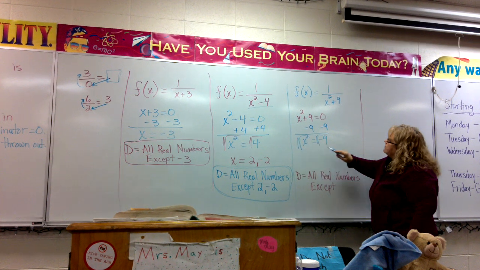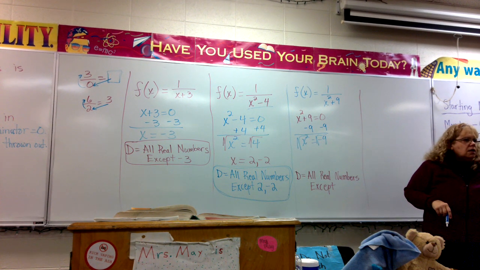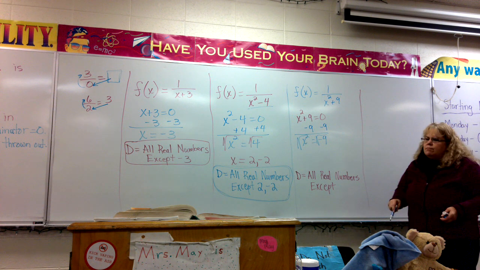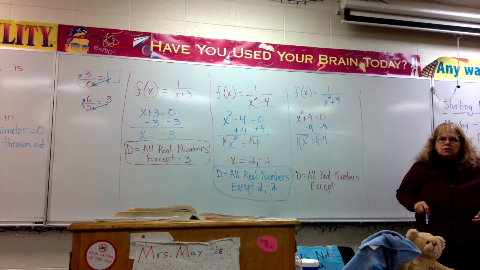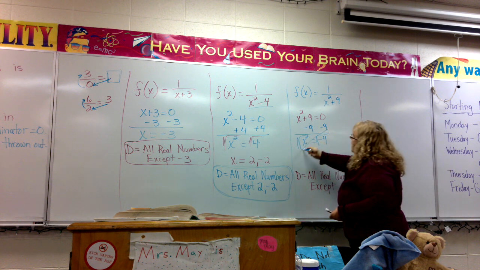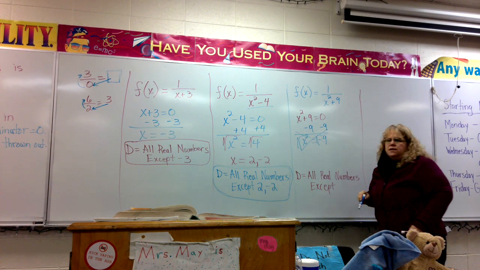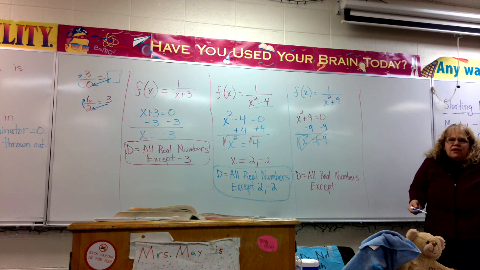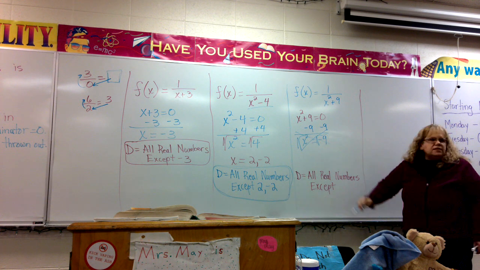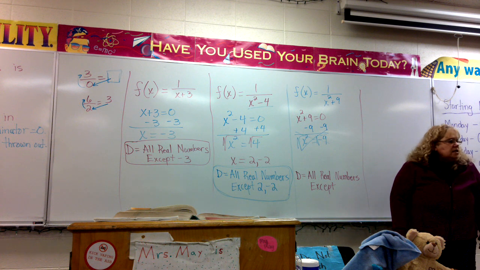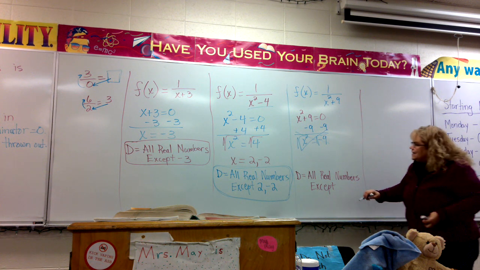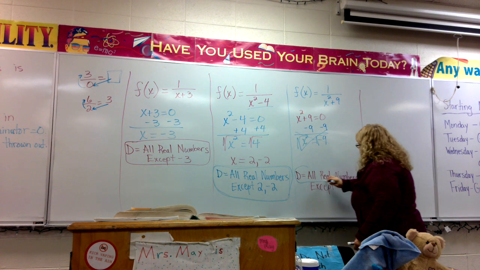What do we have to throw out here? But it's not a real number anyway, right? This square root of negative 9, it doesn't come out to be a real number. So what real number do I have to throw out? Nothing. Because square root of negative 9 is not real anyway. Does that make sense? You don't have to throw anything out. So this one, the domain is just all real numbers.